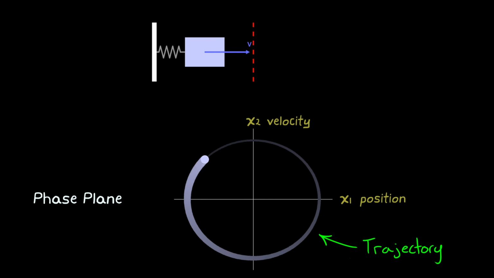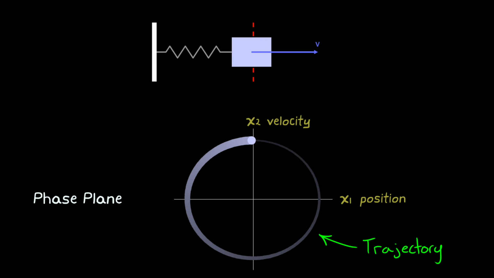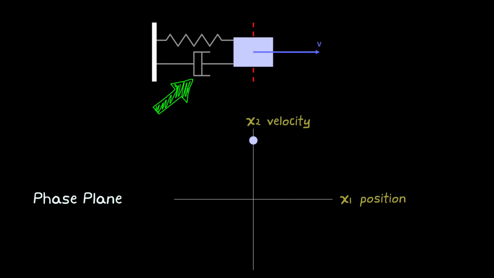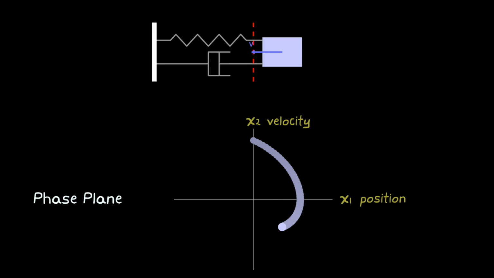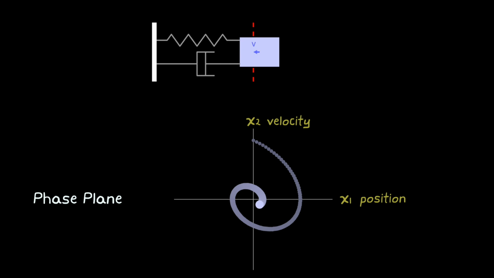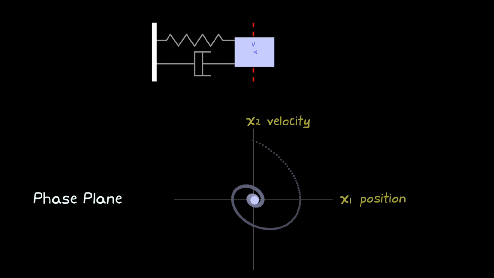Now, one way to change this trajectory is by changing the system itself. Here, I'll add some damping, and then give the system the same initial velocity. And once again, the mass moves to the right and the velocity reduces. However, due to damping, the system now follows a trajectory that spirals down until the system comes to rest at the 0 position, 0 velocity state.